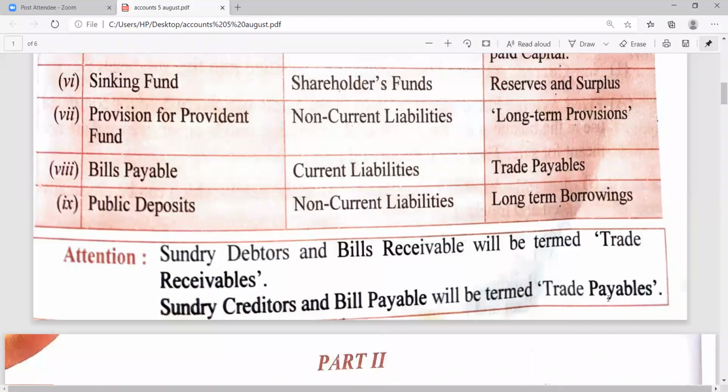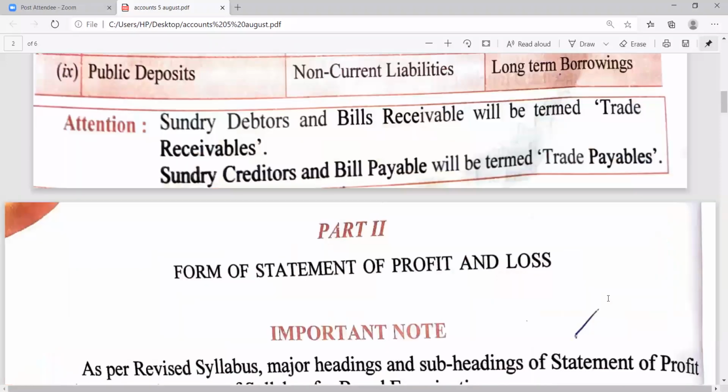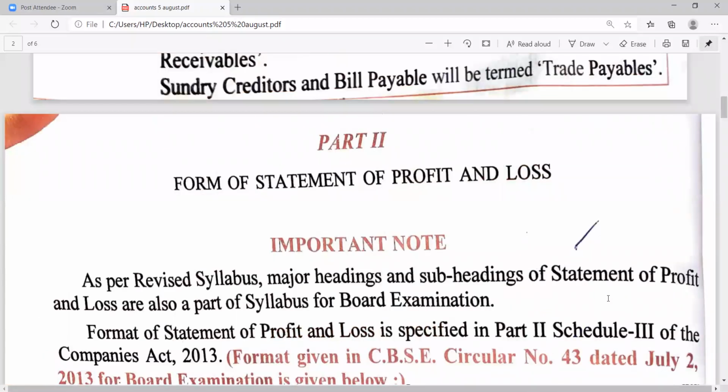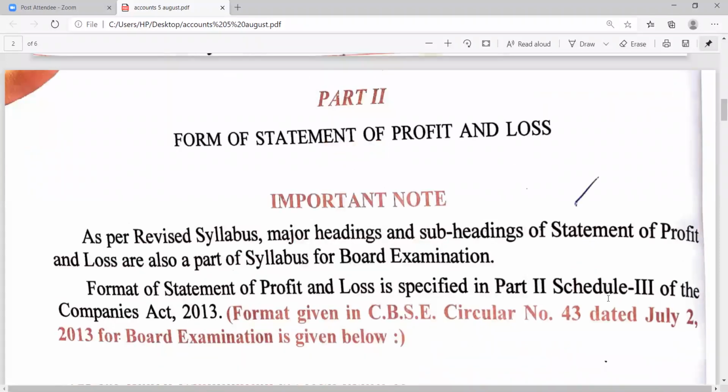Now let's discuss the form of the statement of profit and loss. If you remember, yesterday we discussed that a company's financial statements consist of two things. One is the statement of profit and loss, another is the balance sheet. The format of the balance sheet we discussed thoroughly yesterday. Today we will discuss the format of the statement of profit and loss.